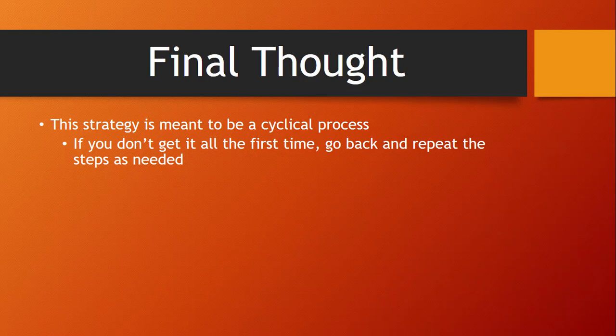Now, a final thought on this process is to keep in mind that this strategy is meant to be a cyclical process, meaning you're going to use it over and over. If you don't get it all the first time, go back to the chapter and repeat the steps as needed. And then certainly use this process for each chapter you read, each article you read for your classes, information on websites. There's a myriad of materials you can apply this concept to.